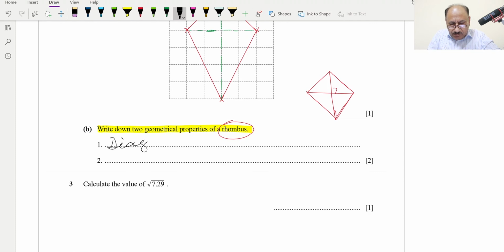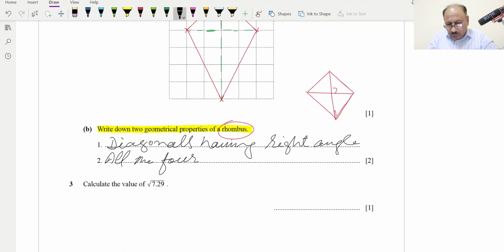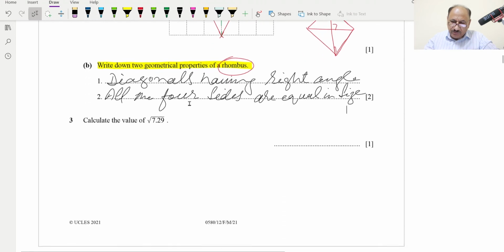Diagonals having right angle or 90-degree angle. And the second thing which we can write is all the four sides are equal in size, or equal in length. So these are the two properties which we can write.